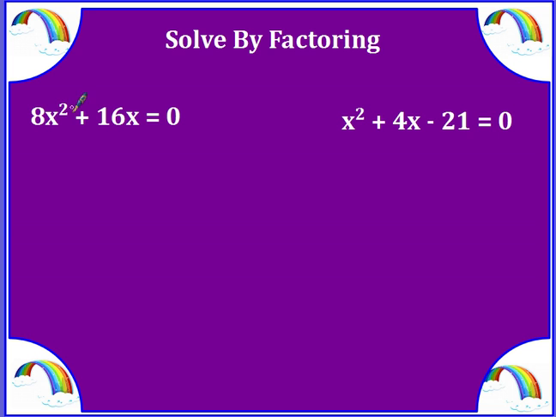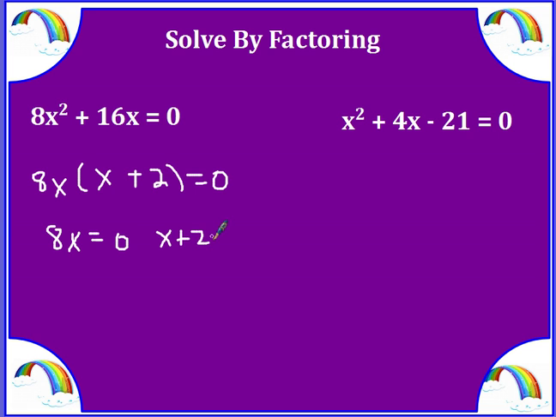Here we have a greatest common factor of 8 and an x, and then we have x left in the first term, and we have 2 left in the second one. We will set the 8x equal to 0, and we will set x plus 2 equal to 0. Divide each side by the 8, and one intercept is 0. We will subtract 2, and the other root is going to give us a -2. So this quadratic crosses at 0 and -2.